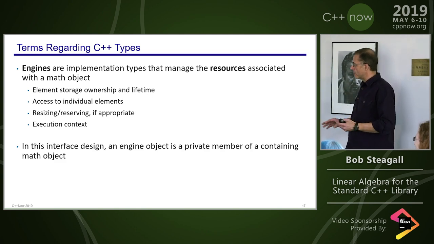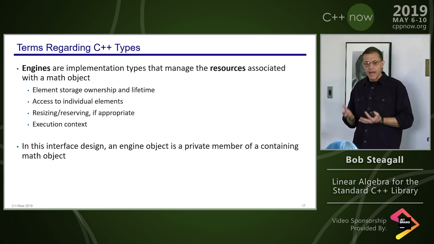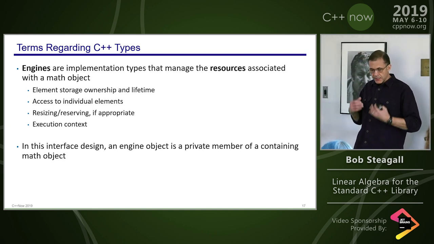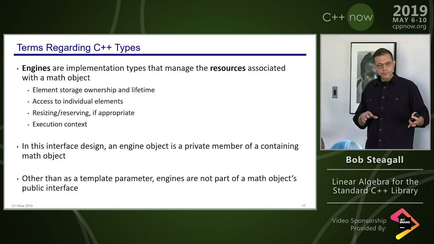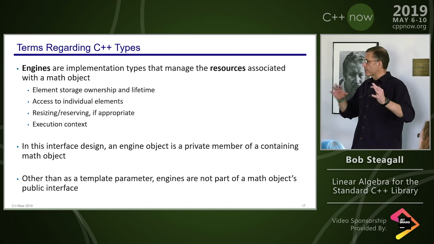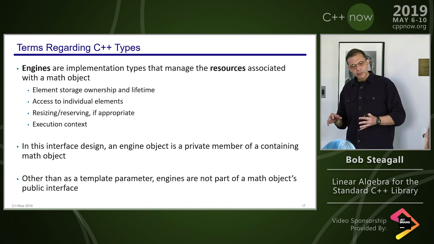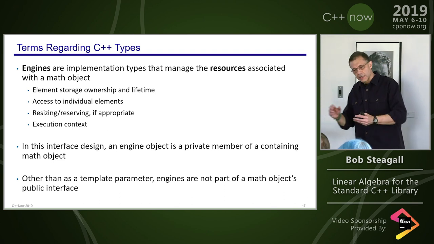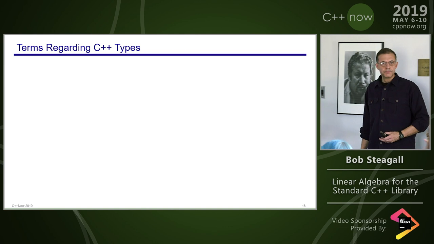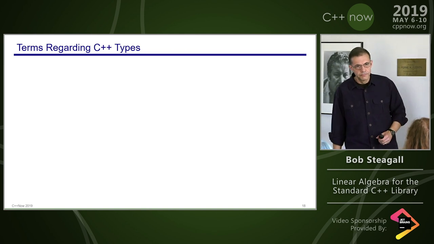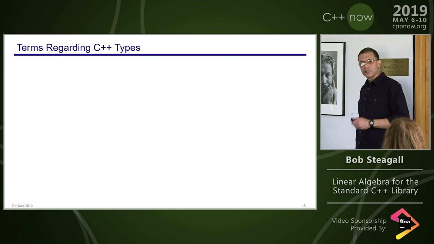In the design of this interface, an engine object is a private member of some containing math object. A matrix contains a matrix engine. Other than appearing as a template parameter, engines do not participate in the math object's public interface. They provide private implementation, but they don't participate in the interface. Yes? Do they appear as both a template parameter and a constructor parameter? No. Only as a template parameter.